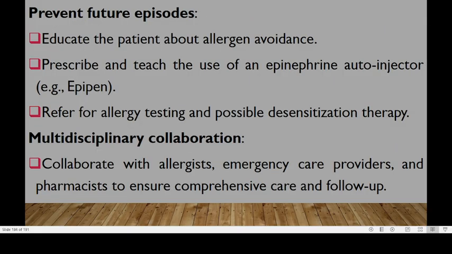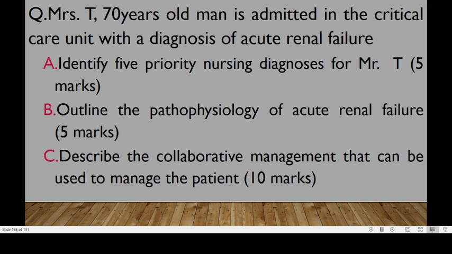In terms of management, there is immediate removal of the allergen, securing the airway, administering epinephrine, fluid resuscitation, antihistamines, bronchodilators, corticosteroids, vasopressors, monitor and reassess. Need to prevent future episodes by educating the patients about allergen avoidance, prescribe and teach the use of epinephrine auto-injector, the EpiPen, and then refer for allergy testing and possible desensitization therapy. In terms of multidisciplinary collaboration, you need to collaborate with allergists, emergency care providers, pharmacists to ensure comprehensive care and follow-up.